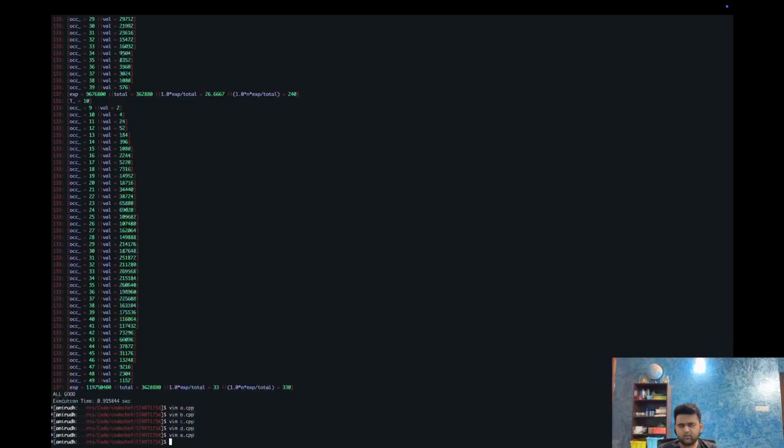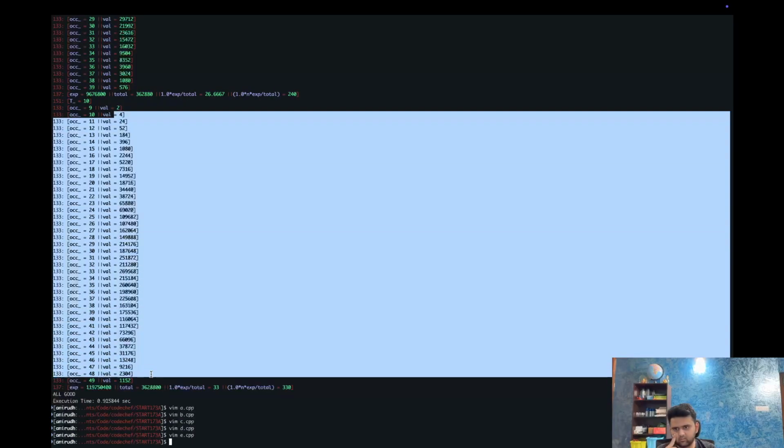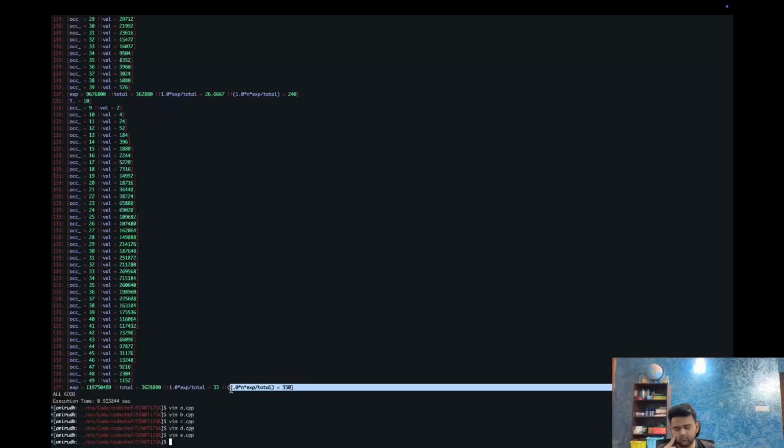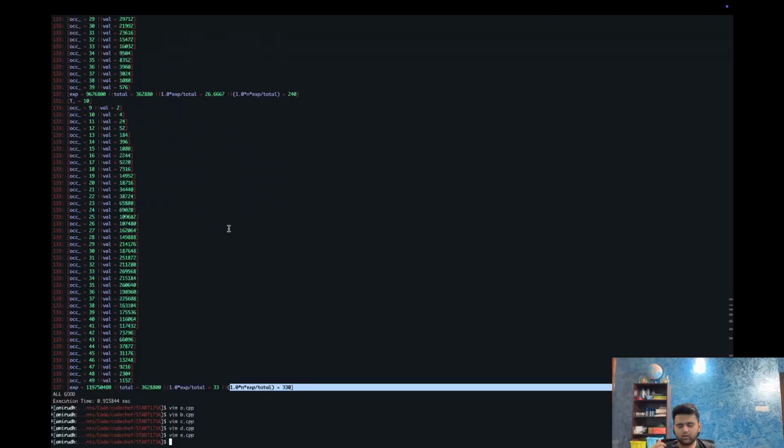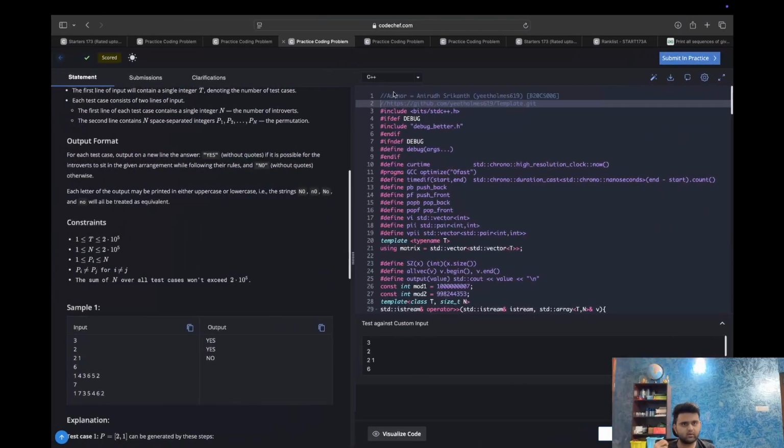And F, I have no clue, but it looks like the condition that the problem states is true, but I don't know why. And yeah, let's see. I'm curious what the editorial will say.